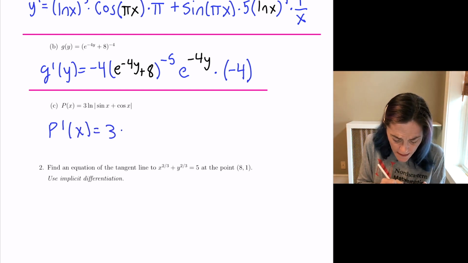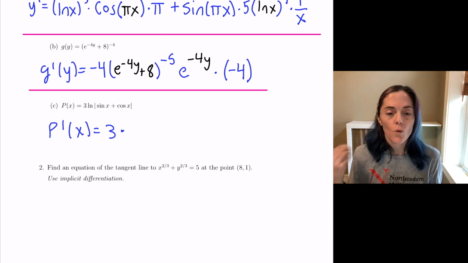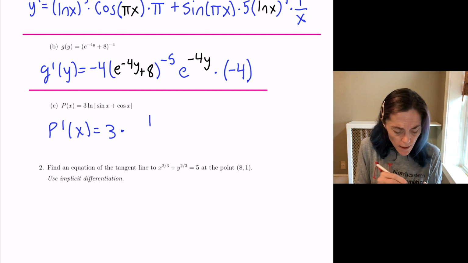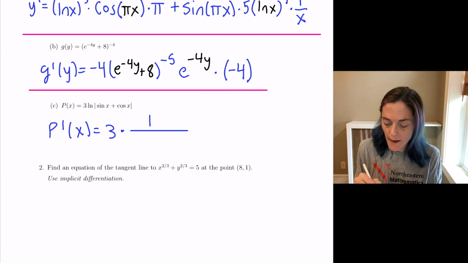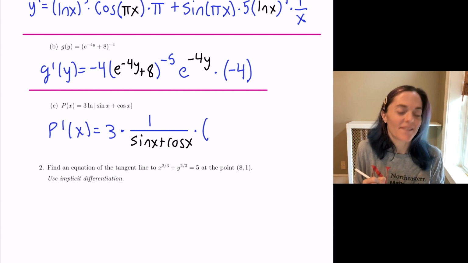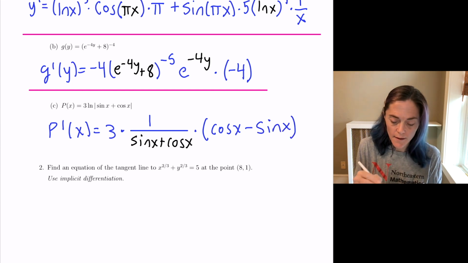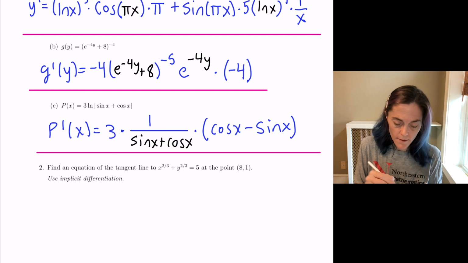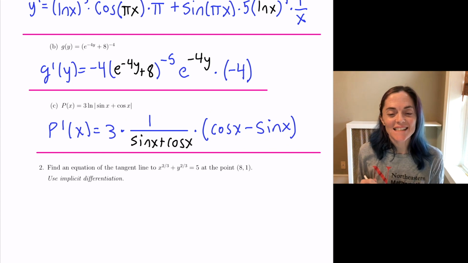We have 3 times. Well, when we differentiate ln absolute value of x, we have 1 over x. So derivative of the outside looks like this. Then we put in the entire inside function, which is sine x plus cosine x, multiply by the derivative of the inside function. Derivative of sine is cosine, and the derivative of cosine is negative sine. You could move this into the numerator if you'd like, but I'll leave it as is.